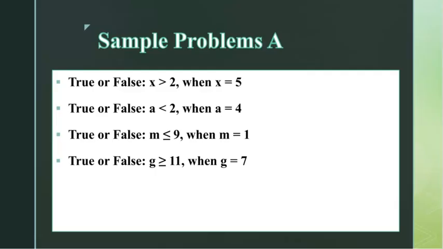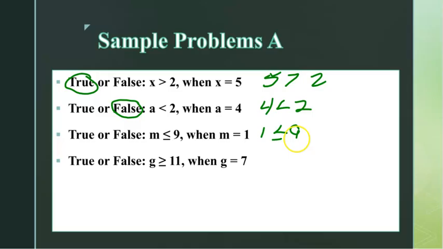Here we want to determine if these statements are true or false after we plug in a number for our variable. The first one, we want to put 5 in for x. So 5 has to be greater than 2. Based on what we have here, 5 is greater than 2, so that is true. If I put 4 in for a, I'm going to have 4 is less than 2. 4 is not less than 2, so this is false. So m has to be less than or equal to 9. If I put 1 in for m, is 1 less than or equal to 9? Yes, that is true.